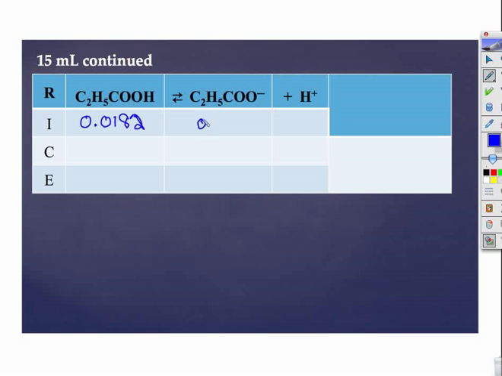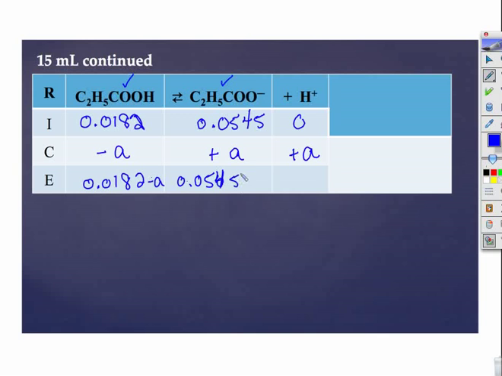Now, I want you to notice something here. Have you noticed that in the buffer zone, we always have some of the acid and some of its conjugate? We could have some of a weak base and some of its conjugate. That's an important observation, right? Now, this is change. We don't know what it is, but it's an acid, so I'm going to use A. Okay, and now it's solved the same way. 0.0182 minus A, 0.0545 minus A and A.